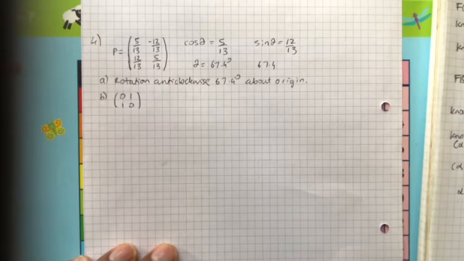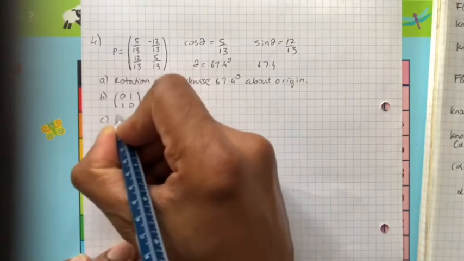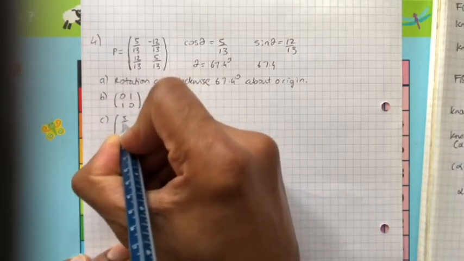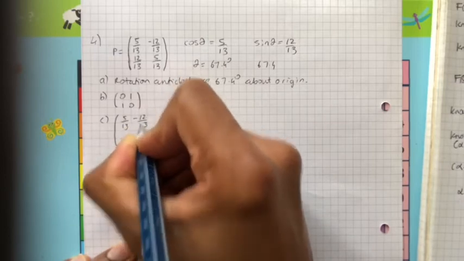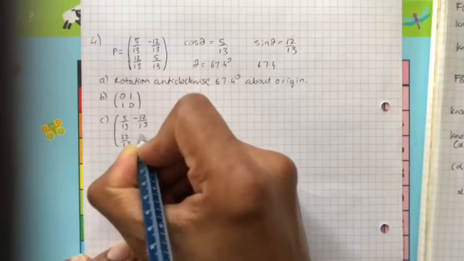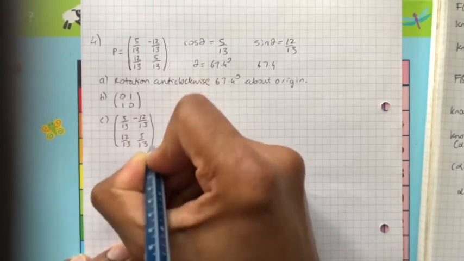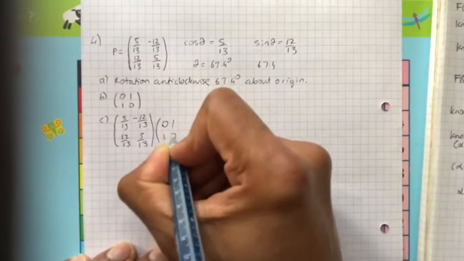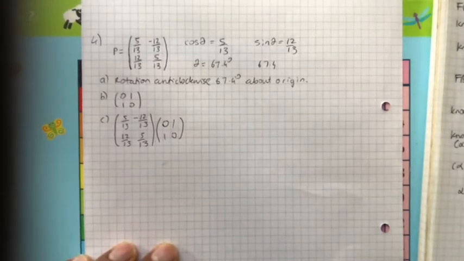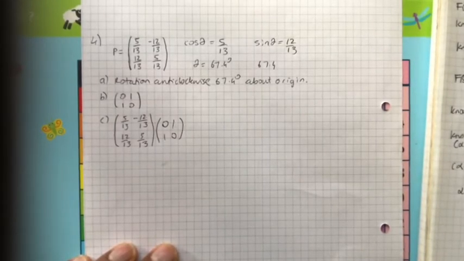And then the next part, given that the transformation V followed by the transformation U is the transformation T, which is represented by the matrix R, find R. So it says transformation of V followed by U. So that will give us, and you need to make sure that they're written in the correct order.